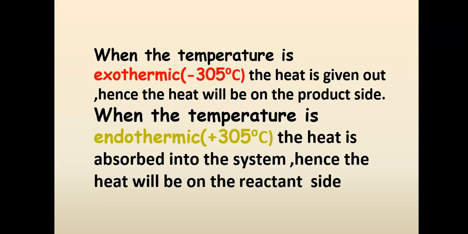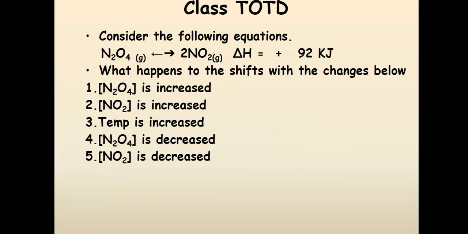Do we have more? Yes, I'll give you a ticket at the door from here. It's just about 5 questions. Doesn't take time. There's no question. This will be your ticket at the door. Consider the equation above. N2O4 to give you 2NO2. What happens to the shift with the changes below? Increase that, increase that, increase that. Temperature is increased. NO2 is decreased. So just answer those 5 questions and send it to me as soon as you're done. Any question?